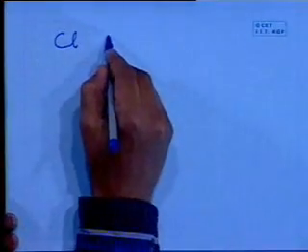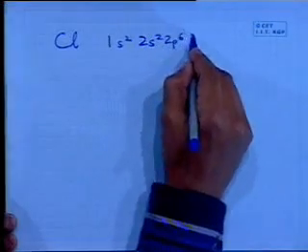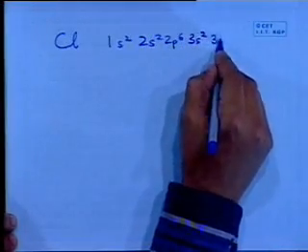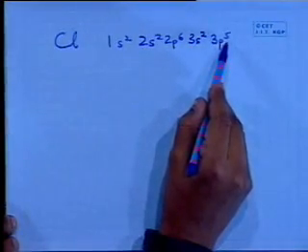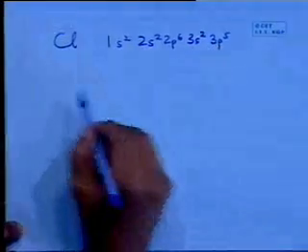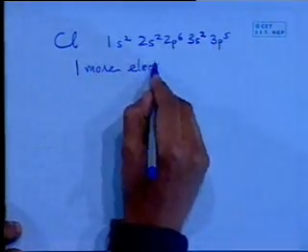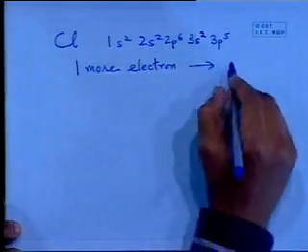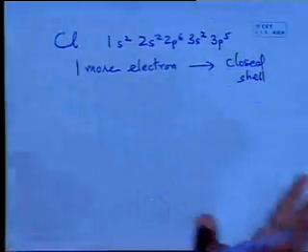And when we look at the chlorine structure, we have 17 electrons to distribute. We see that if we can have one more electron here, chlorine would have a closed shell structure. So there's a driving force for both of them, for the sodium as well as the chlorine, one to give up an electron to become more stable, one to acquire an electron to become more stable.